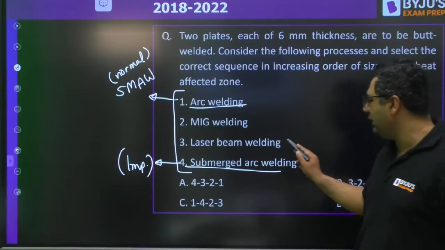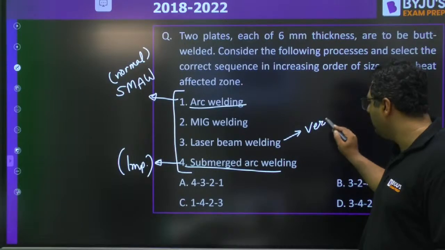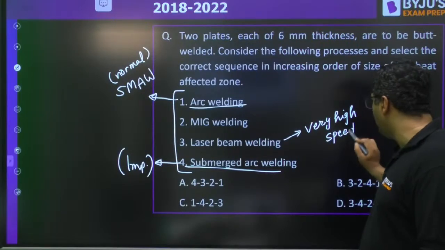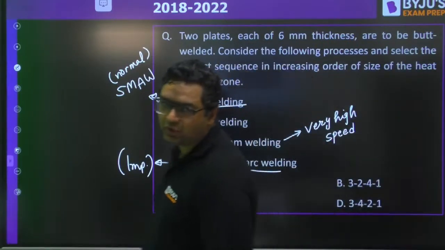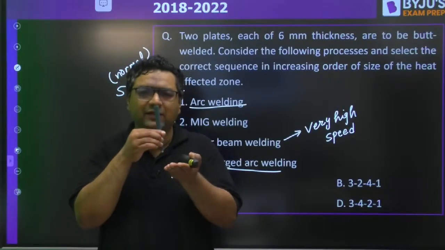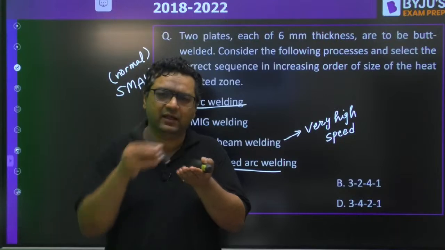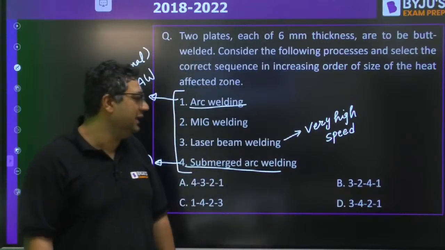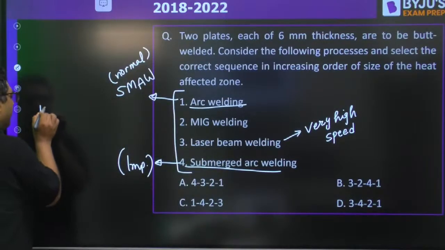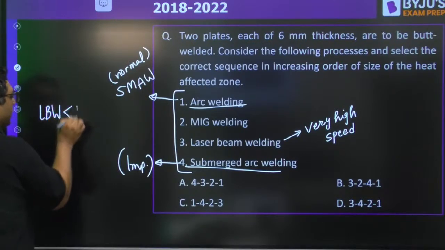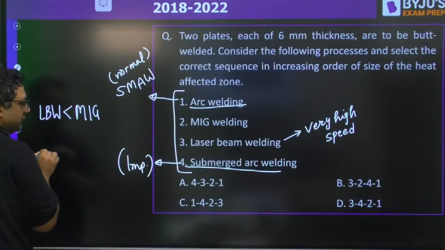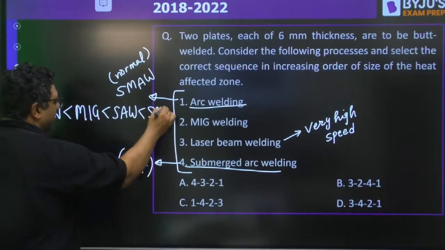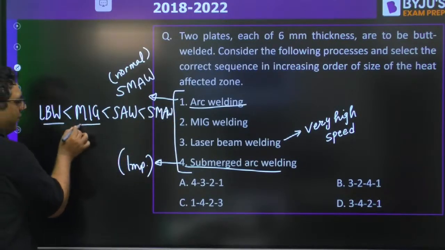Then, my dear, if you compare laser beam welding, it is a very high speed welding. When it is high speed welding, you are aware that if the speed of welding is more, then you will have less heat affected zone. Because the electrode will stay for less time at one place, it goes fast. It will not be able to penetrate the heat into more depth or more width. So you can say laser beam welding will have the minimum heat affected zone. Then MIG is an improved process. After that, submerged arc welding. Then shielded metal arc welding.